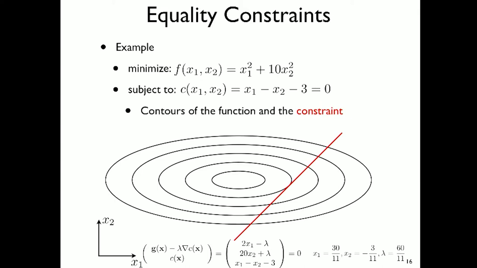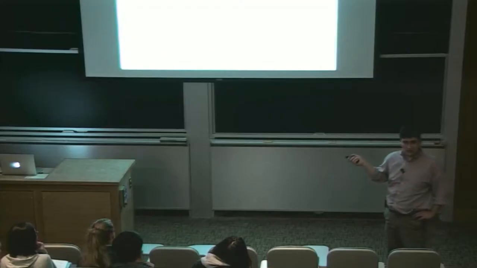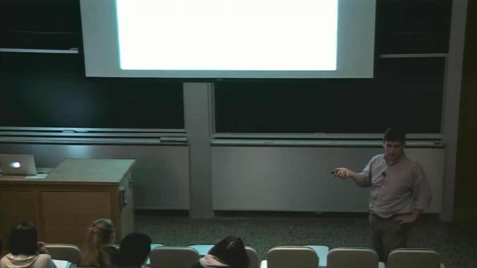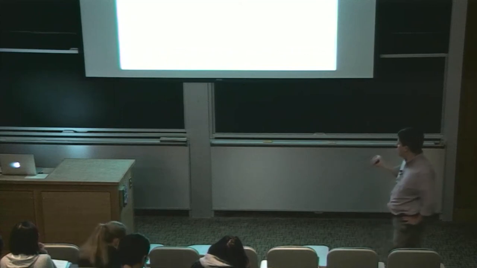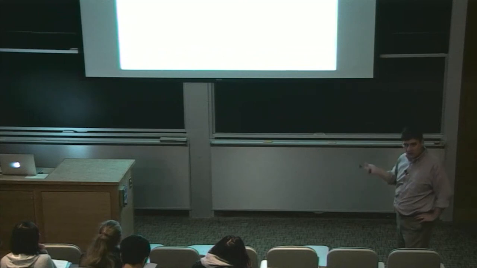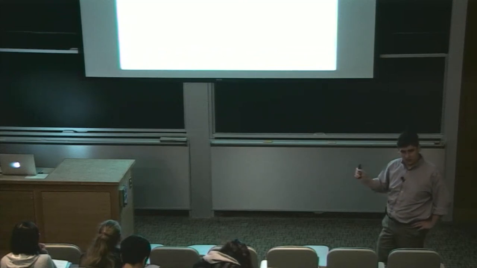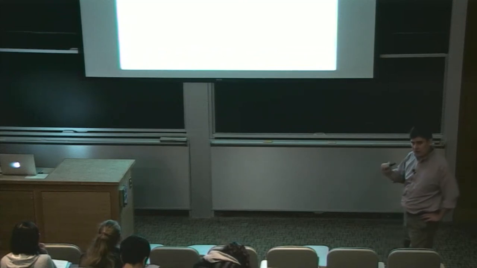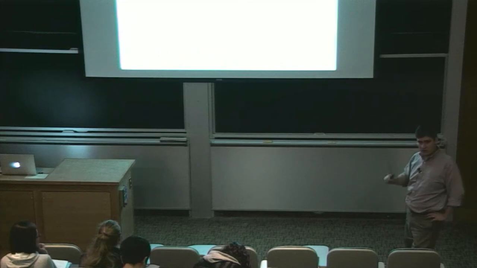But in general, these constraints can be nonlinear, and the objective function doesn't have to be quadratic. Those are the easiest cases to look at, and the same methodology applies. So you should check that you're able to do this. This is the simplest possible equality constraint problem. You could do it by hand. You should check that you understand the steps that go into writing out these equations.